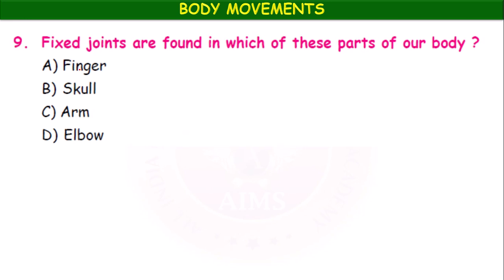Fixed joints are found in which of these parts of our body? Finger, skull, arm, elbow. Skull. Fixed joints are present in the skull.